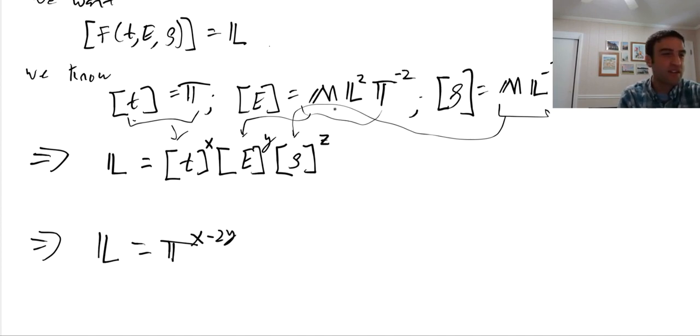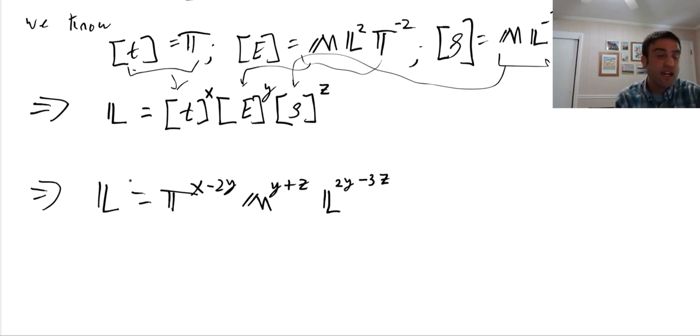What things depend on the next dimensional quantity? That could be mass. Energy depends on mass, so that's going to give me a power of y. And density depends on mass, so that's going to give me a power of z. So I have mass to the y plus z. And finally, I have dimensions of length. The things that depend on length are, again, the energies to the y and the densities to the z. So energy to the y is going to give me L to the 2y, minus 3z coming from the density.